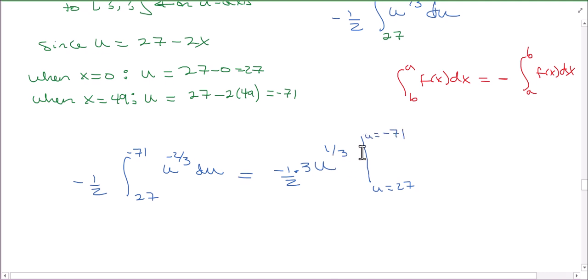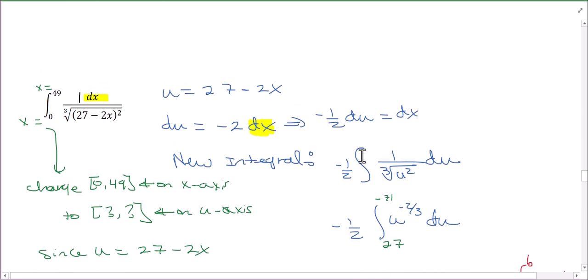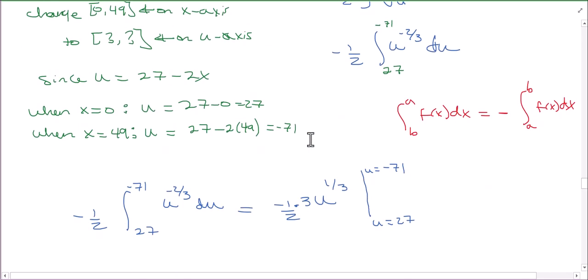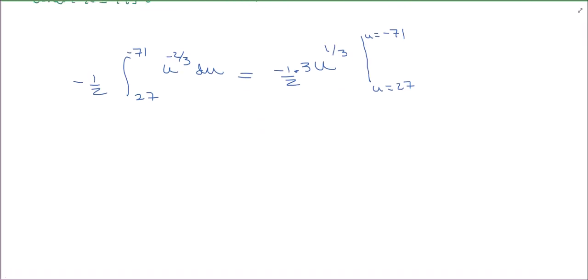So this is the thing that you have to be careful about. What I don't want to see you do is say change the variable to u and then still have 0 to 49 here. Be careful about making that small mistake, right? Because you've changed the variable. Now you have u's, and if you leave 0 to 49 here, those are x values. All right, so then we plug it in, or you can simplify it if we want.